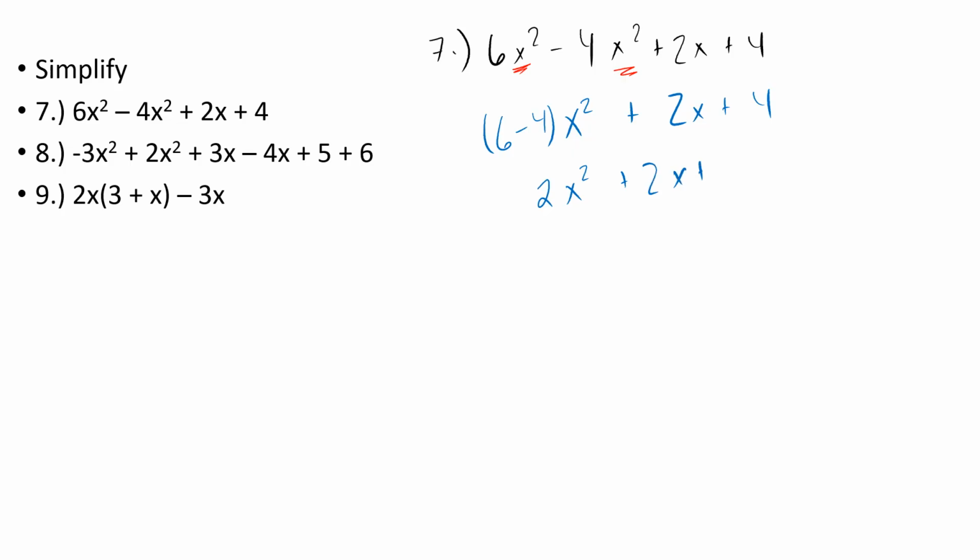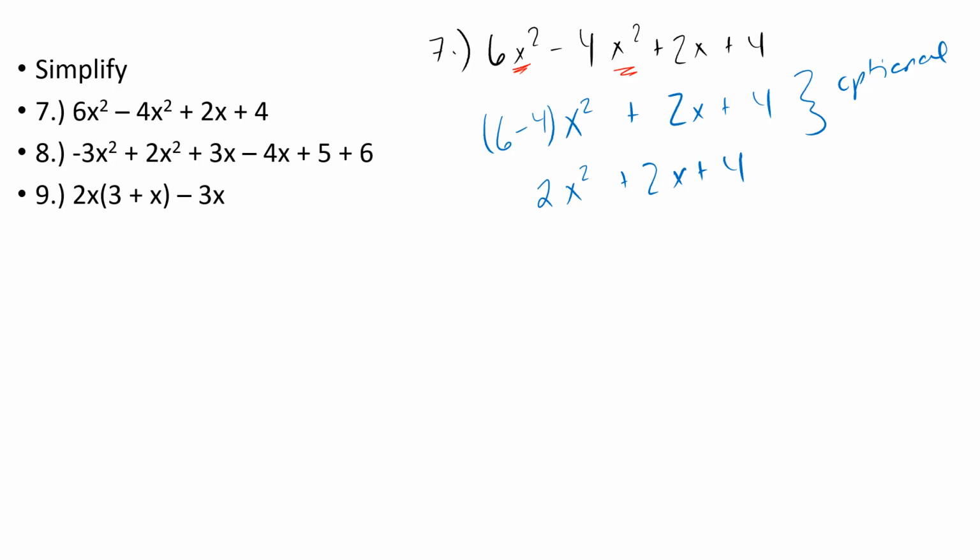And you do not have to show this step, okay? This is optional if it helps you to picture it. But usually once we spot the like terms, we say 6x squareds minus 4x squareds, or 6 of them, take away 4 of them, and we're left with 2 of them.